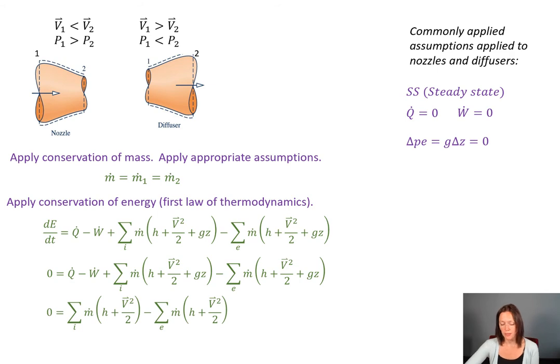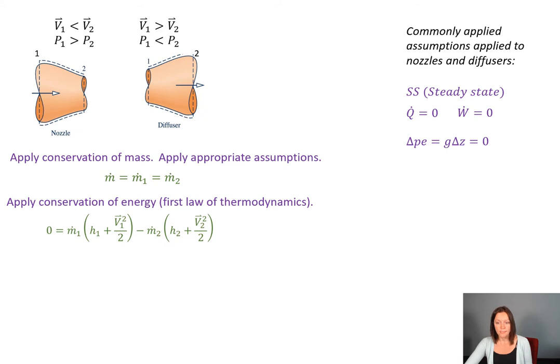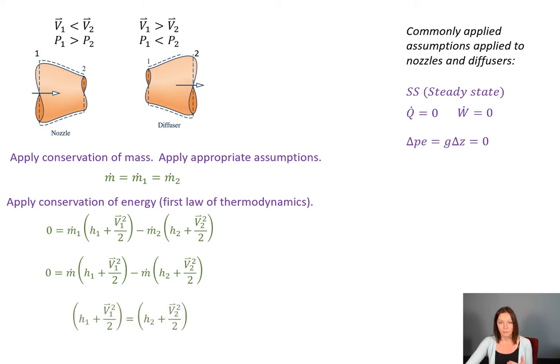So here's what I'm left with. I've got the m dots, the enthalpy, and the kinetic energy term. Now, let me just get rid of those summations. So I've got one inlet and one outlet, so I'm still left with just two terms. And then I'm going to look back at my conservation of mass, and I'm going to realize that m dot 1 and m dot 2 are equal to one another. So I'm going to go ahead and factor that into things, and then I'm just going to divide through by m dot and get rid of them. So here's my simplified version of the first law for a nozzle or a diffuser.